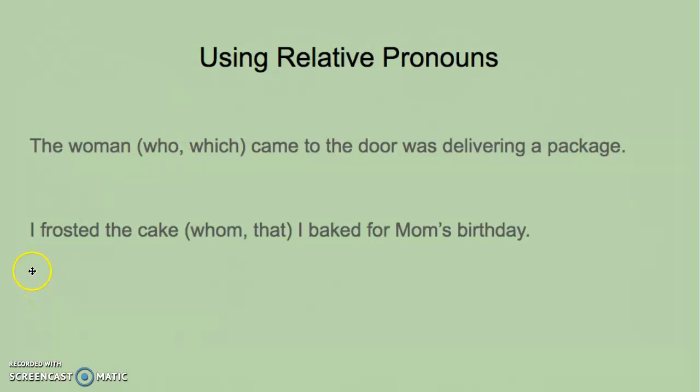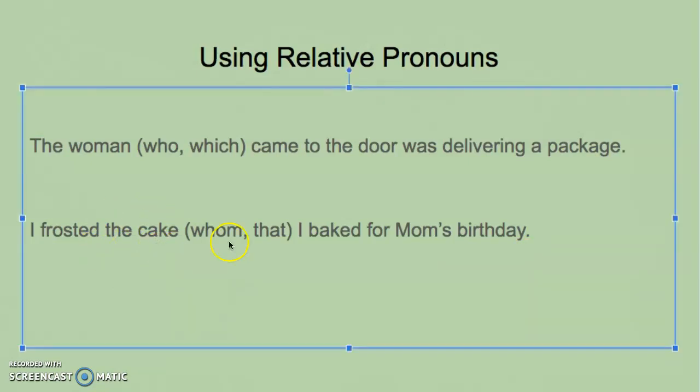Let's look at the second sentence. I frosted the cake whom I baked for my mom's birthday, or I frosted the cake that I baked for my mom's birthday. In this sentence, the relative clause refers to the word cake. So that is the correct relative pronoun. I'm just going to kind of bold those.